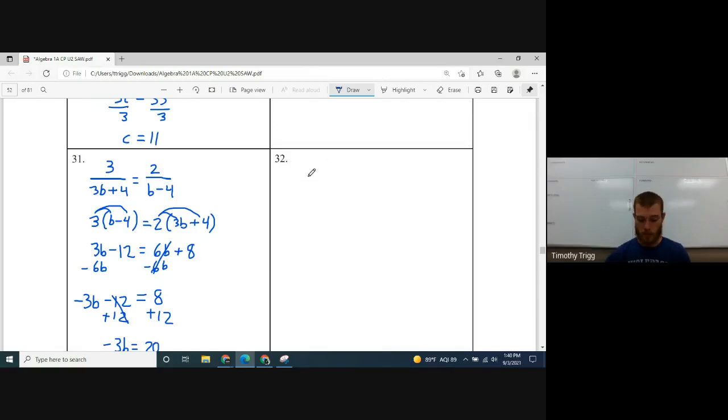Okay, 32. This one's similar to 31. So let's go ahead and work on it together. So it's q plus 2 over 5 equals 2q minus 11 over 7. So again, we want to cross multiply. So we're going to do 7 times this q plus 2. So 7 times q plus 2 equals, and then we'll do 5 times 2q minus 11.